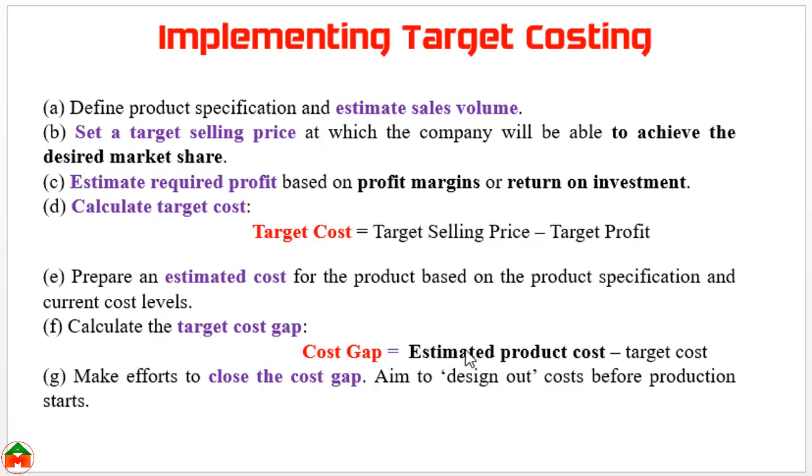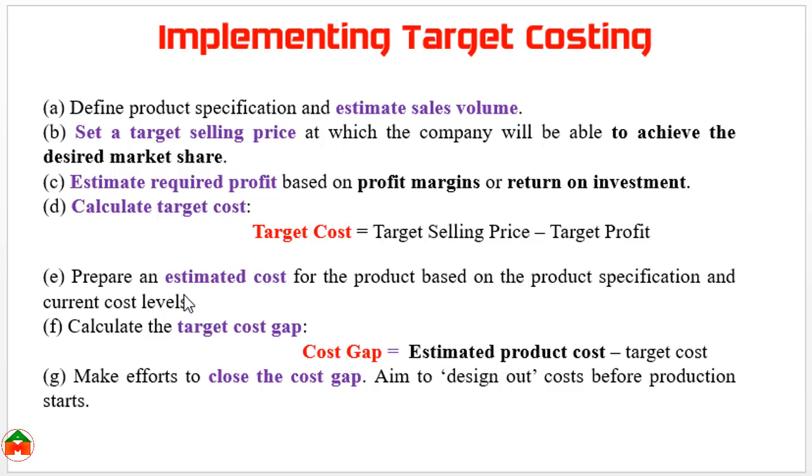We can see if we deduct the target cost from the estimated product cost, in step E we will calculate the estimated cost, and in step D we will calculate the target cost. If we deduct the target cost from the estimated product cost, we will get the cost gap. And our last step is to make efforts to close the cost gap.